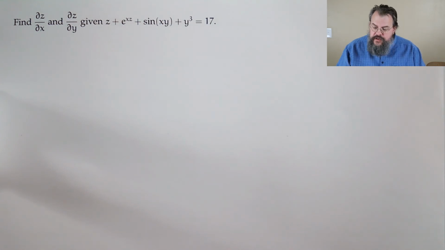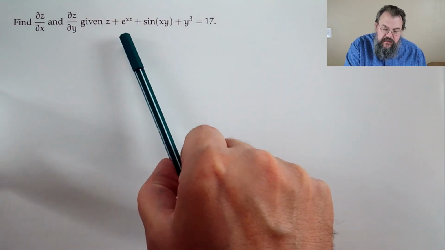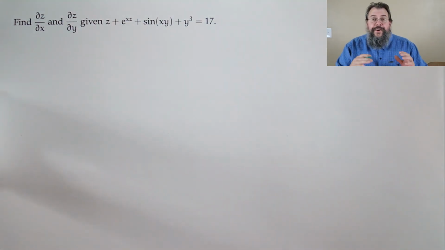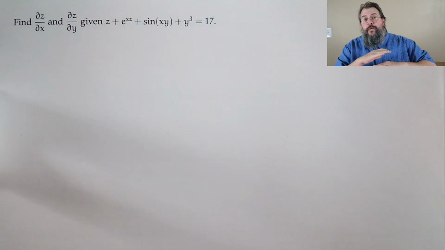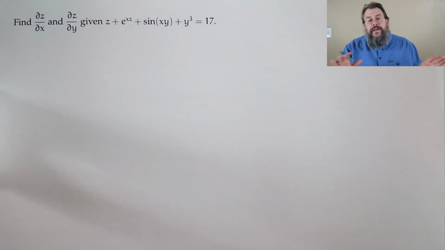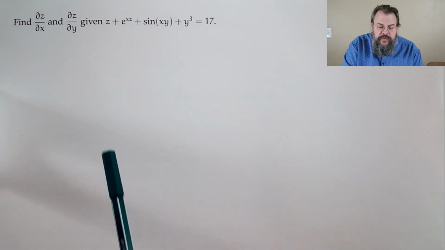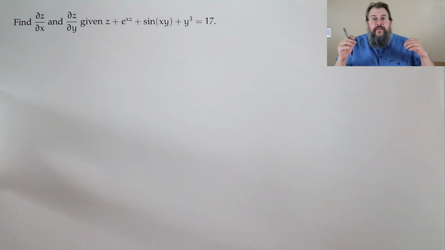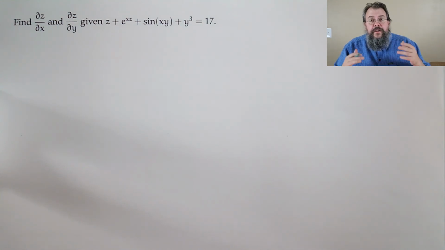Find partial z, partial x, and partial z, partial y, given you have this relationship. z plus e to the xz plus sine of xy plus y cubed equals 17. Okay, so the thing is, this is implicit in the following sense. There's no way we can get z by itself. You see, z shows up in two places. There's no way to reduce it down to a single z using simple tools.